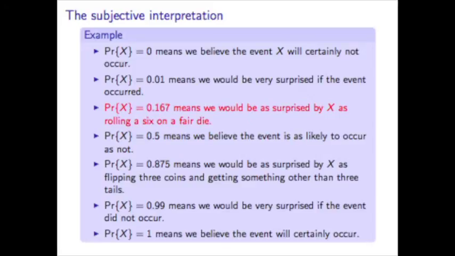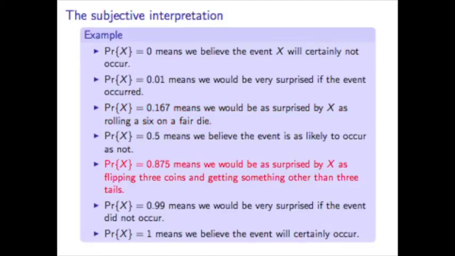A probability of 0.167 is about the same as a probability of 1 divided by 6, or 1 in 6. So if I assign that probability to x, it means that I would be about as surprised by x occurring as I would be by rolling a 6 on a fair die.